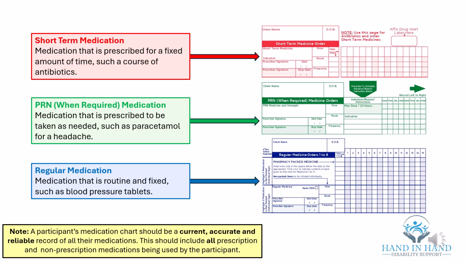or during flare-ups. Regular medication refers to prescribed medicines that a person needs to take consistently at scheduled intervals, usually on a daily, weekly, or monthly basis, to manage a specific health condition or maintain overall well-being. These medications are often part of a long-term treatment plan and are intended to be taken at regular times, as instructed by a healthcare provider. Please note, a participant's medication chart should be a current, accurate, and reliable record of all their medications. This should include all prescription and non-prescription medications being used by the participant.